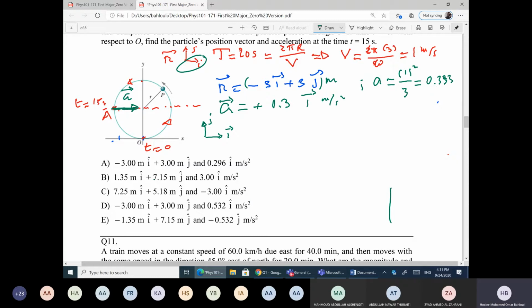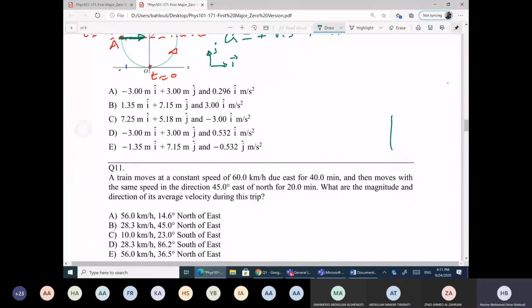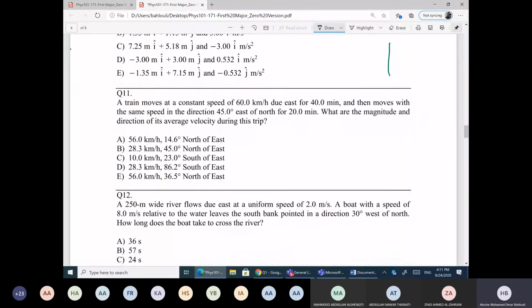Plus i. So the vector is in direction plus i. It's clear? So it was a misprint. It's minus i. Okay. Let's go to the next.